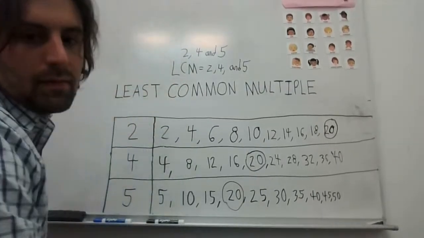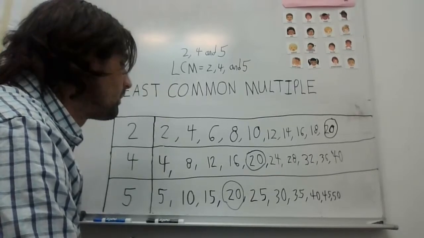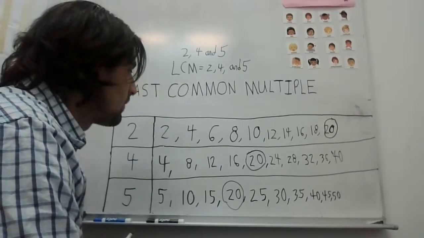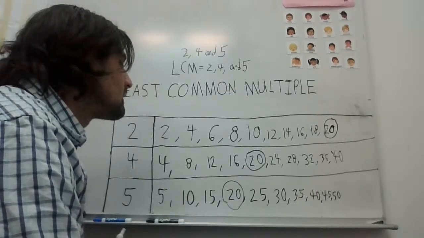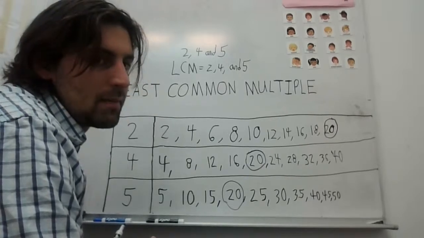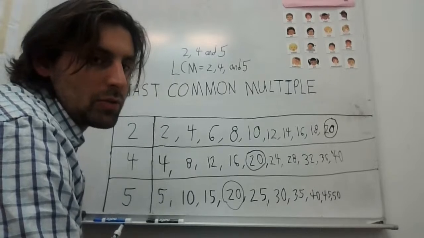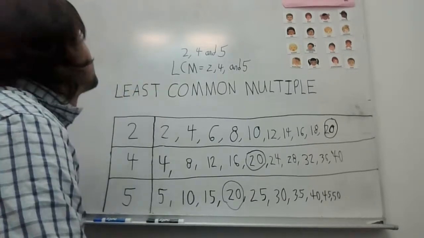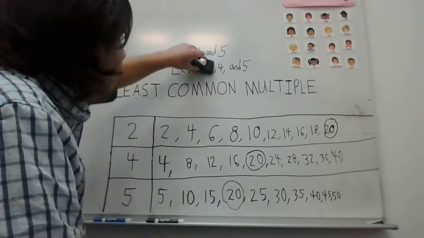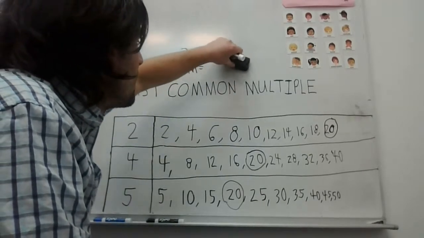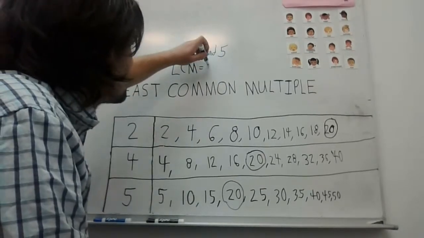Now, if we kept skip counting, if we kept counting by 2s, we would find more common multiples. Now, 20 is not the only common multiple between 2, 4, and 5, but 20 is the smallest common multiple between 2, 4, and 5. It is the least common multiple between 2, 4, and 5. So the least common multiple for 2, 4, and 5 is 20.